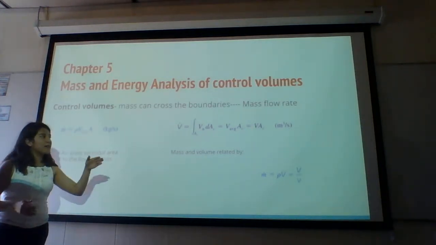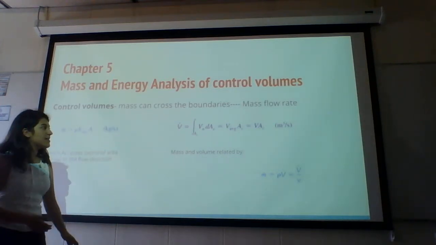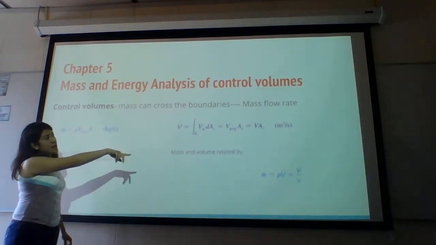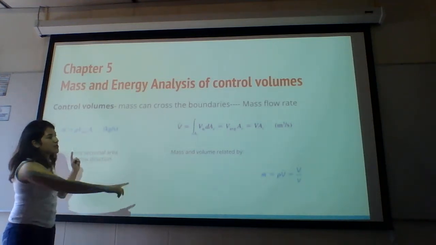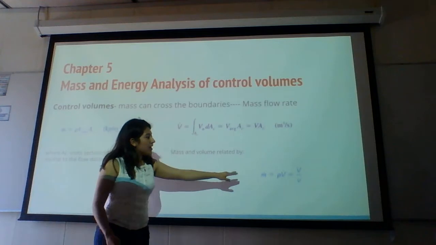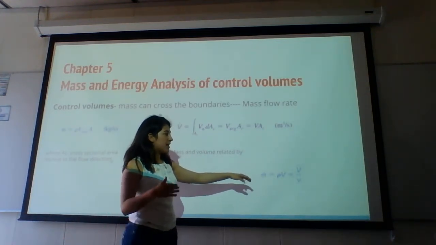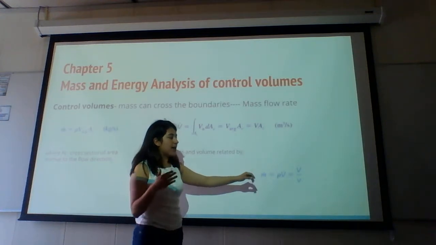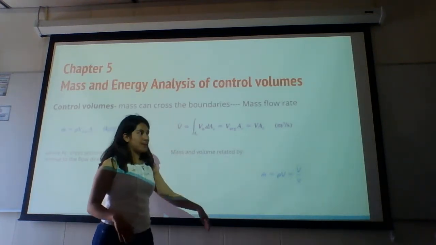There are also some cases where we are going to have the volume flow rate, and the volume flow rate equals the velocity times the cross-sectional area. These two equations are related by this equation, which states that the mass flow rate equals the volume flow rate over the specific volume.